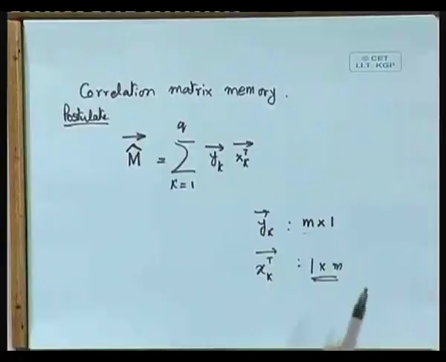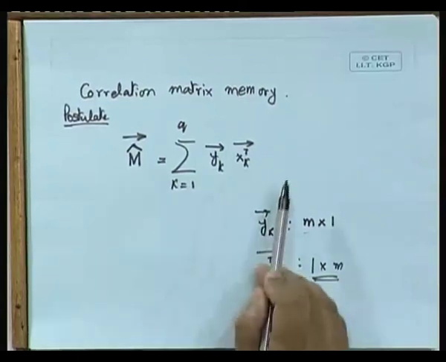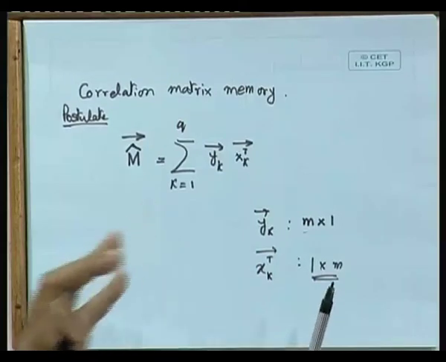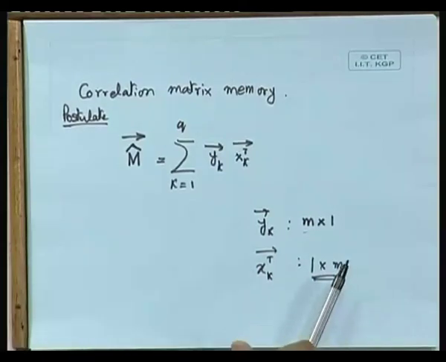You are having only this. So, essentially you have stored the response in response to a stimulus. So, you take the outer product of that and you store it into the memory. So, this memory M will ultimately contain the summation of all the outer products of this pattern association, okay.